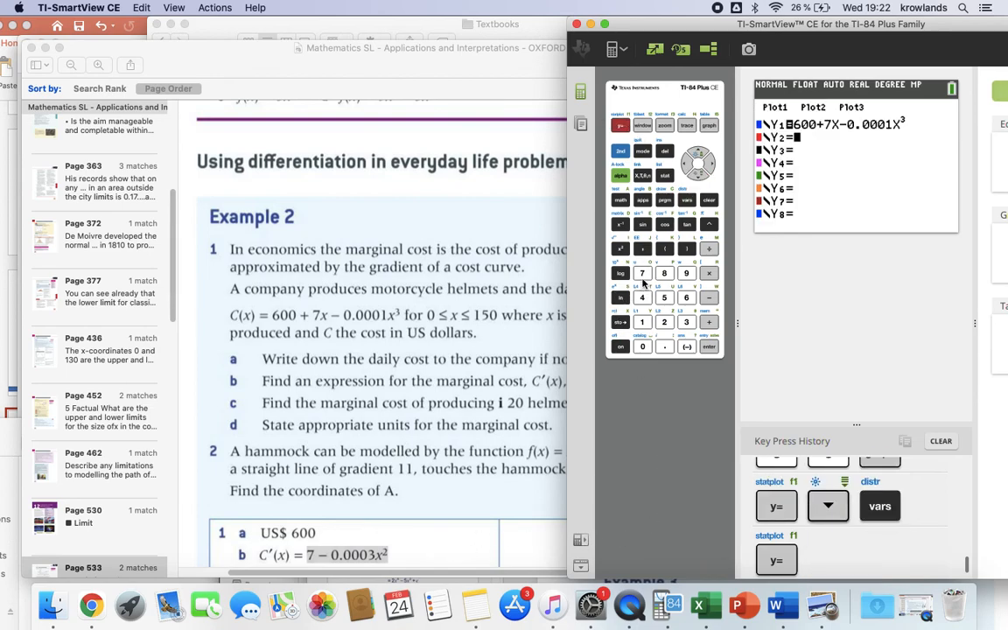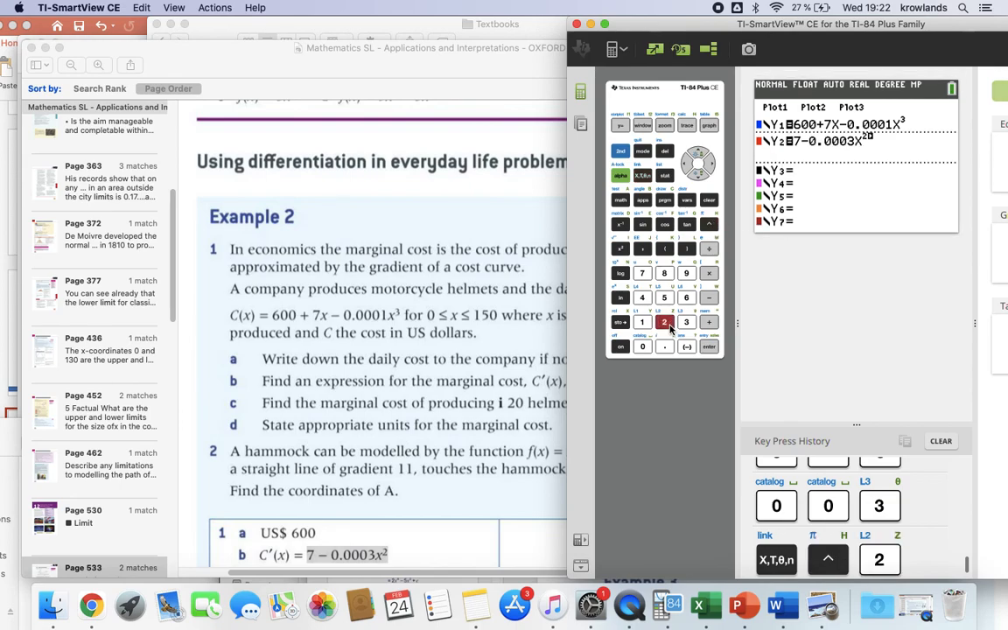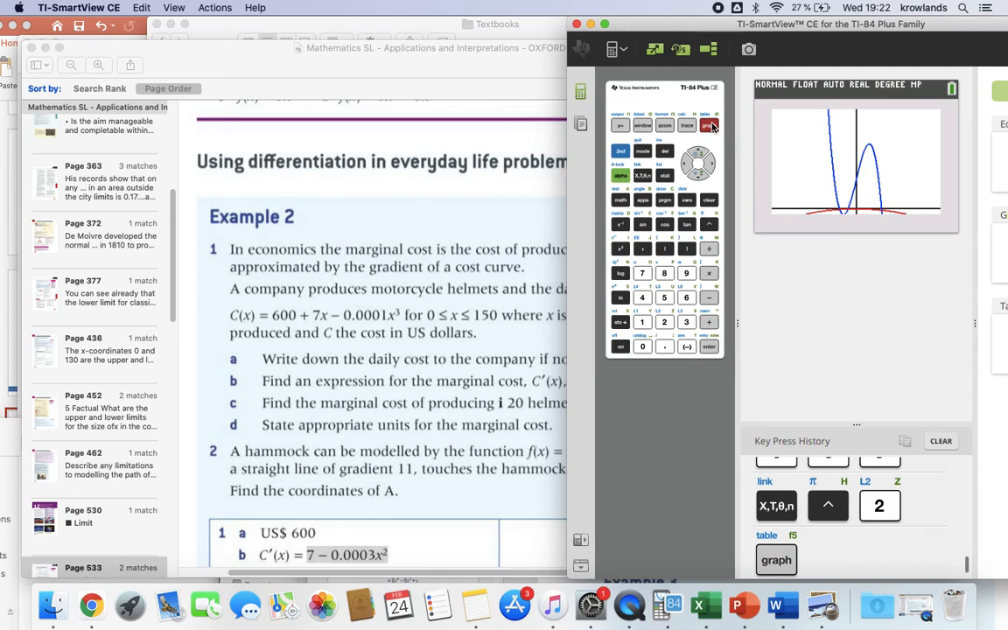and we are going to write on the y equals button the new function we have. 7 minus, we pick the large minus, 0.0003. Then we're going to go for an x squared. Then we're going to press graph. And this is going to be representative of the gradient of this function.